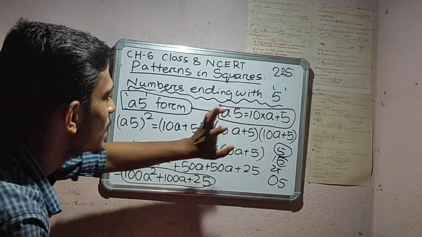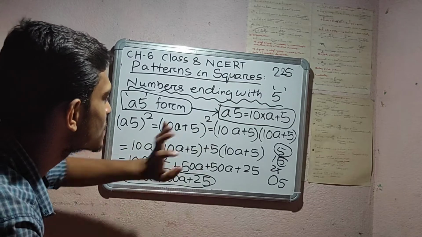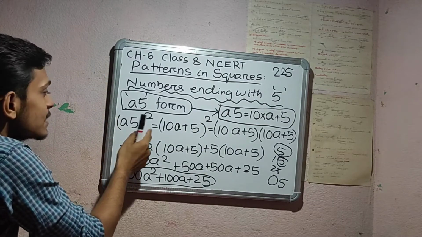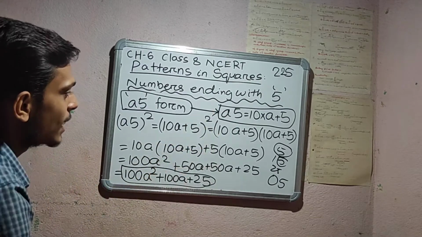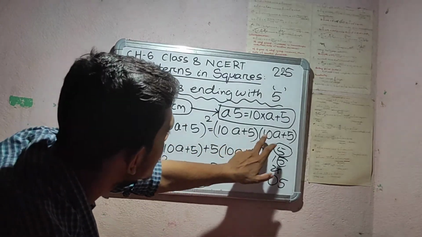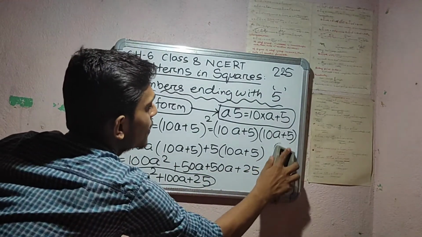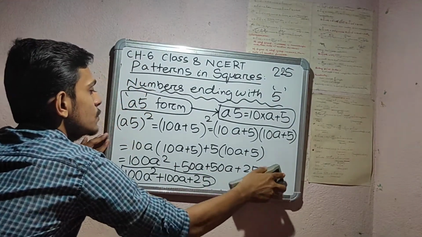So A5 is written as 10A plus 5. So we have to find the square of A5, that is (10A plus 5) square. That is (10A plus 5) multiplied with (10A plus 5). Clear? Note down.